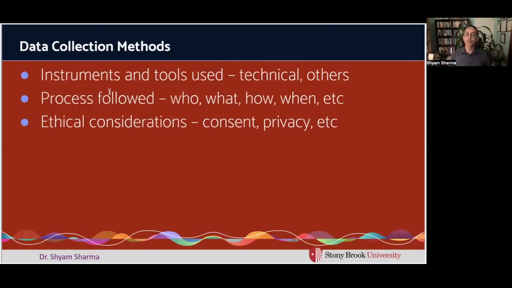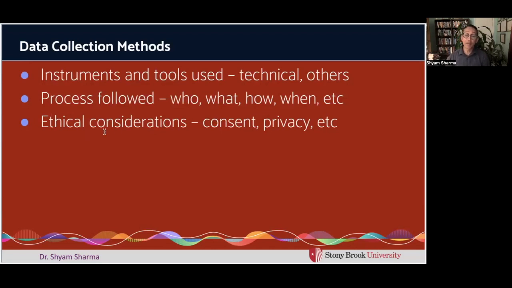The instruments and tools used may be technical, they may be non-technical, they may be hardware, software, traditional, modern, digital, manual. And the process may be who was involved, what was involved, how did you do it, when did you do it. In some cases, morning, afternoon, and evening may make a difference. In other cases, single interviews and focus group interviews and conversations in the public may completely change the dynamics of the collection of the quality of the data.